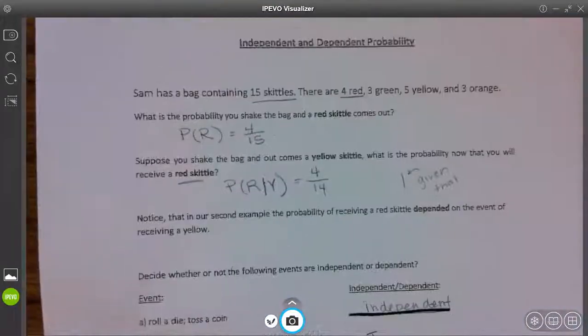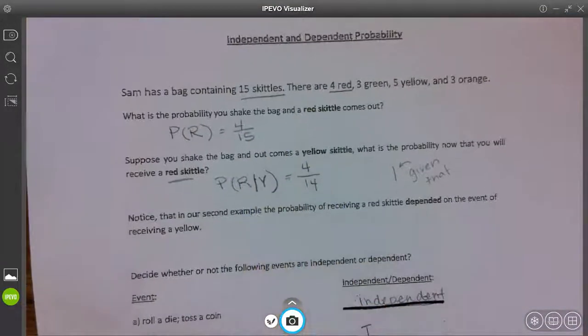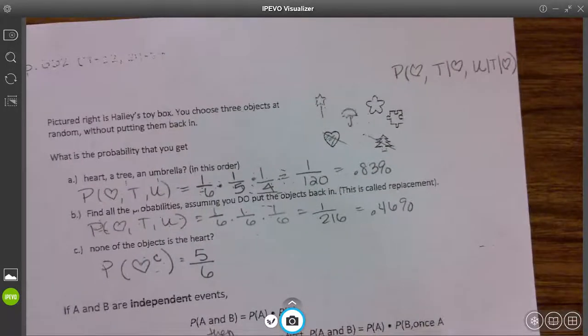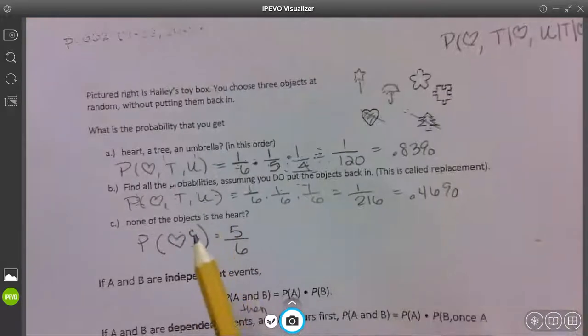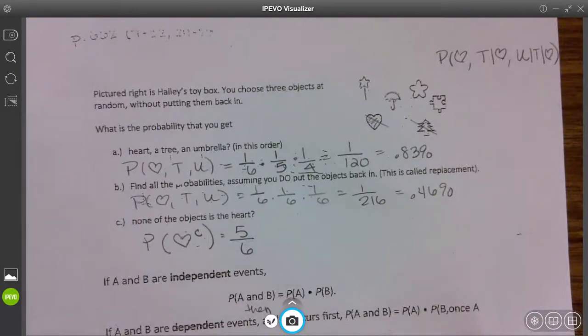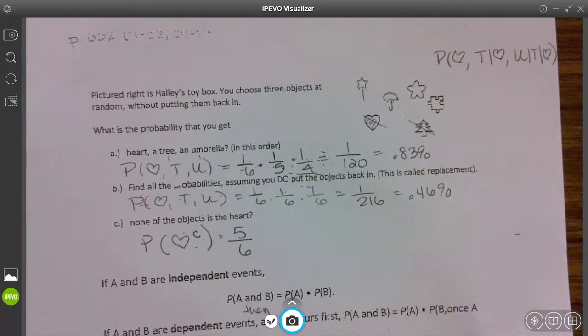Okay, so that is independent and dependent probabilities. You've technically done this before. You just didn't notate it quite as sophisticated or mathematically mature as notating it like this, okay? So it's nothing too new.